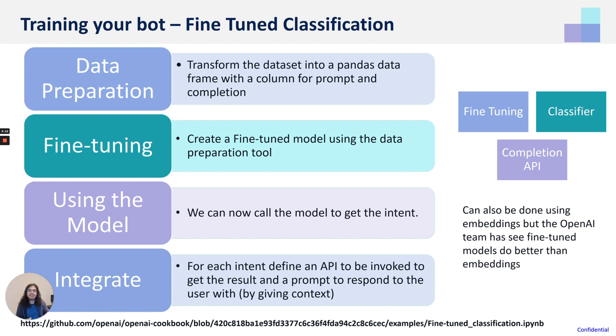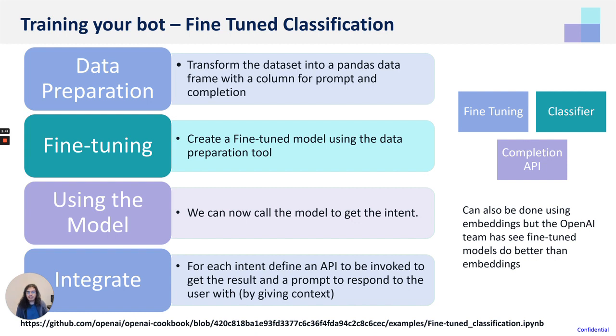Once we've prepared that pandas data frame, we then do what we call fine-tuning, and we'll create a fine-tuned model using the data preparation tool. OpenAI has created a data preparation tool that validates and checks your data, and then you can upload it through it to get a fine-tuned model. Then we can use this model to get the intent. So through that model, we're able to define what the customer, or the employee, is looking for as an intent.